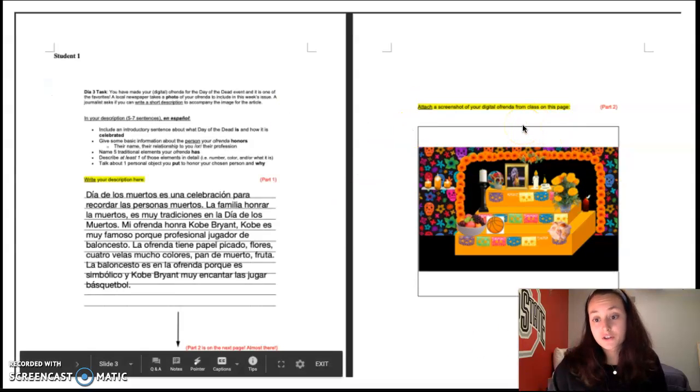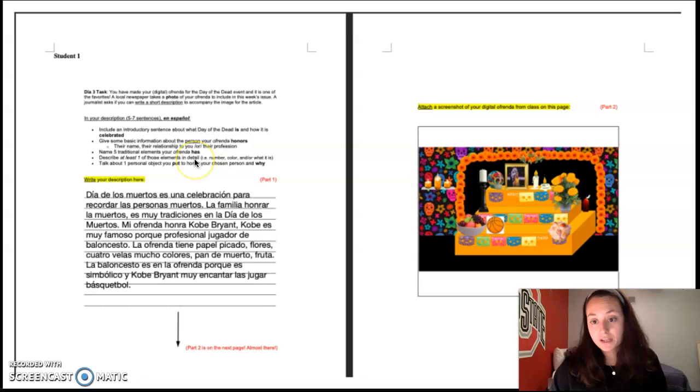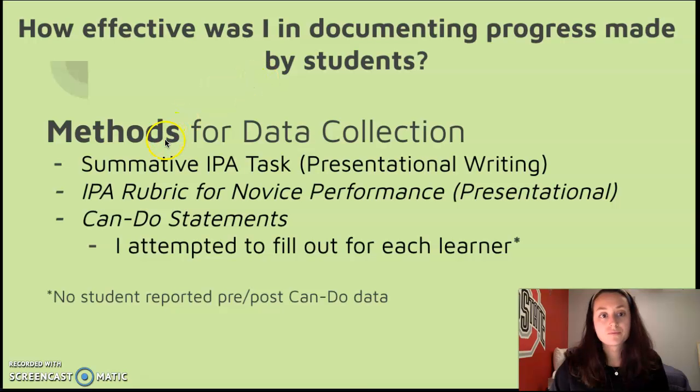Students had to create an original ofrenda and write an accompanying description that explained a little bit about Day of the Dead as well as the person their ofrenda honored. I accompanied this IPA task with the IPA rubric for novice performance of the presentational mode. This was also accompanied with can-do statements.